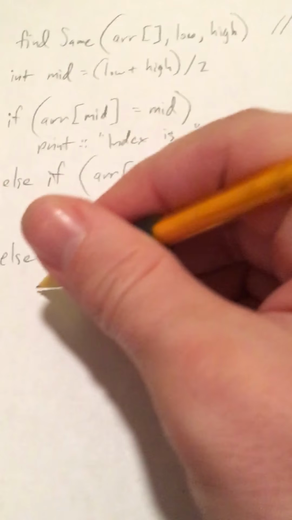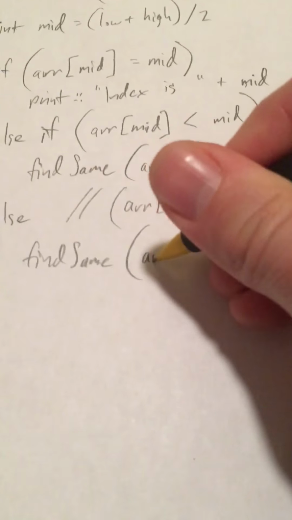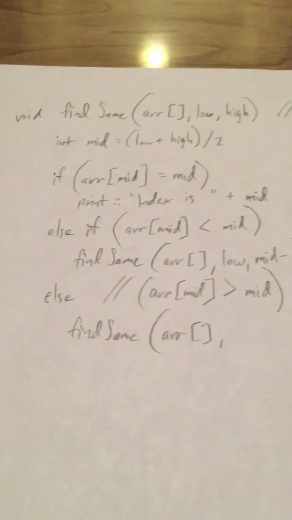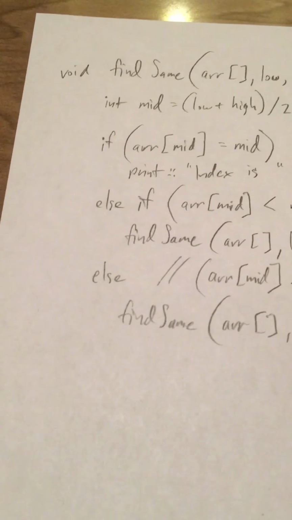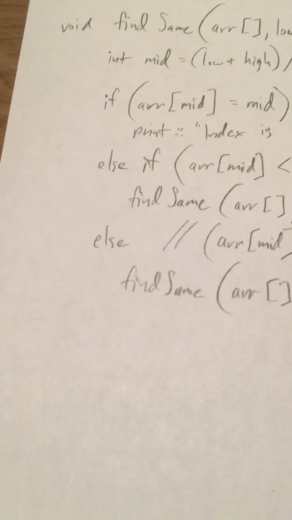So then we would recursively call the function, and our new low is going to be 1 above mid, because we've already looked at mid, and then our high point, we're going to keep high the same. Cool, okay. So that should be it.